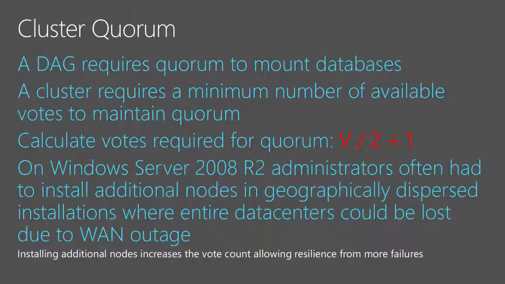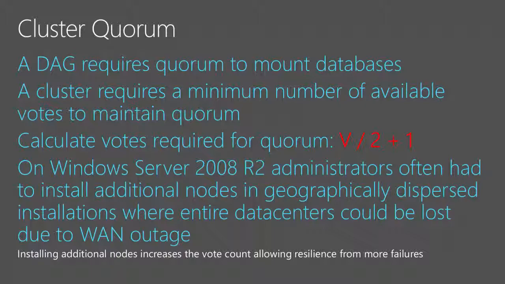Clusters require quorum in order to operate. A DAG requires quorum in order to mount databases. If the underlying cluster doesn't have quorum, Exchange may be healthy and working fine, but it won't mount any databases without quorum. It's a protection mechanism to prevent split brain from occurring at the application layer.